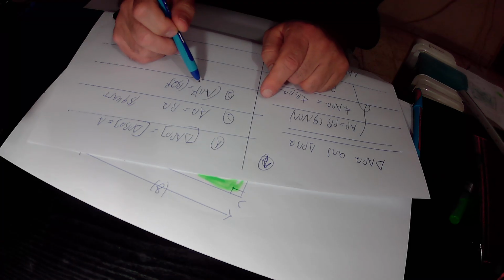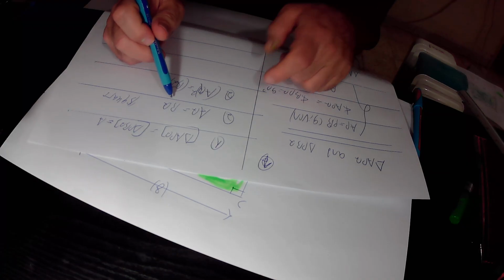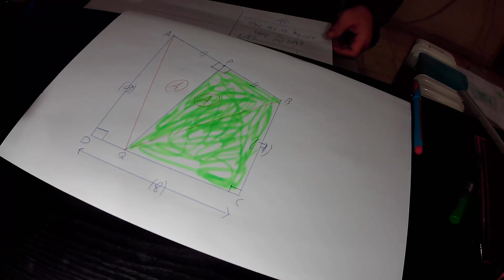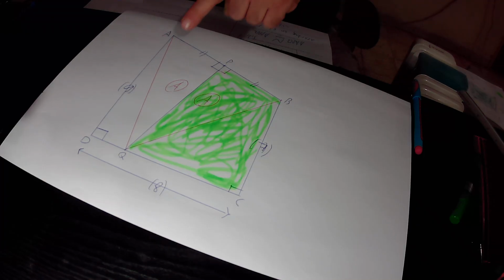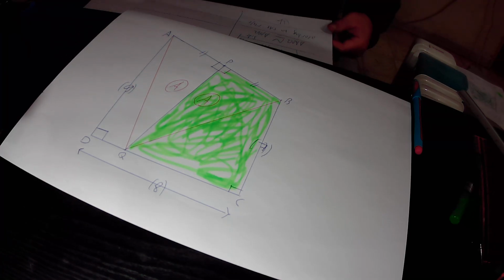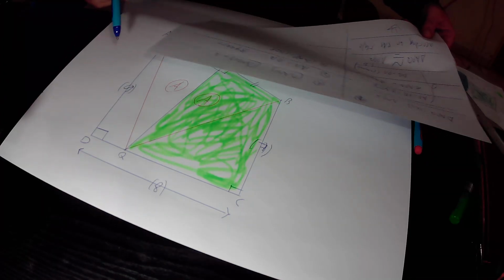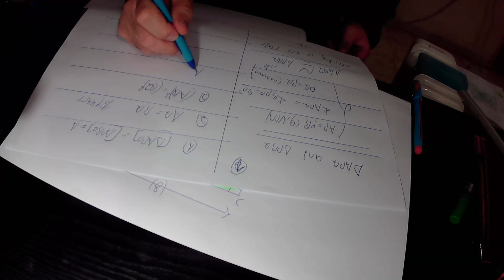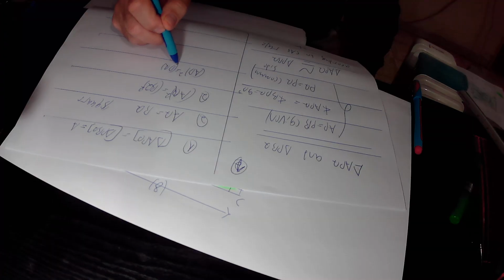Here we can implement Pythagoras' theorem. According to the theorem, in any right triangle, the square of the hypotenuse equals the sum of the squares of the perpendicular sides. So in this right triangle ADQ, the square of the hypotenuse is AQ square, and AQ square must be equal to AD square plus DQ square. Therefore, we can substitute AQ square in equation 2 by AD square plus DQ square. This is all according to Pythagoras' theorem.